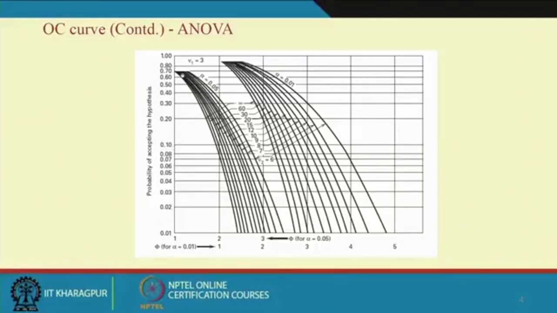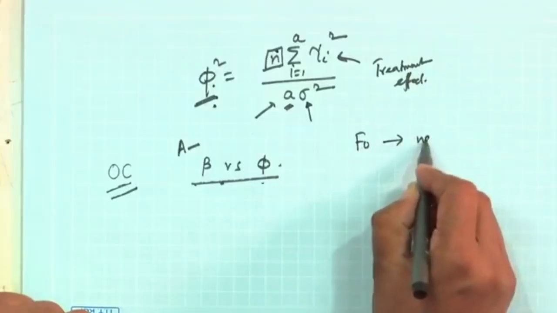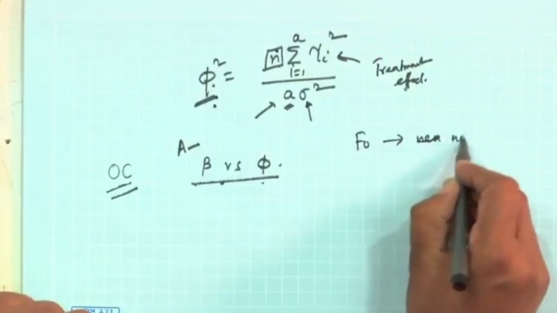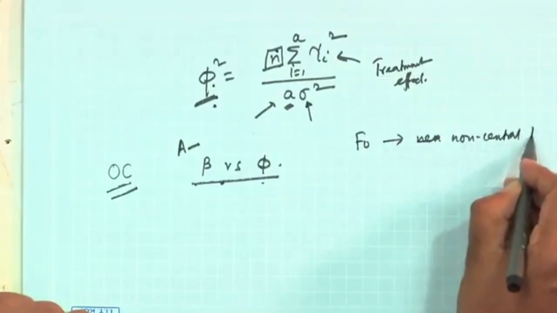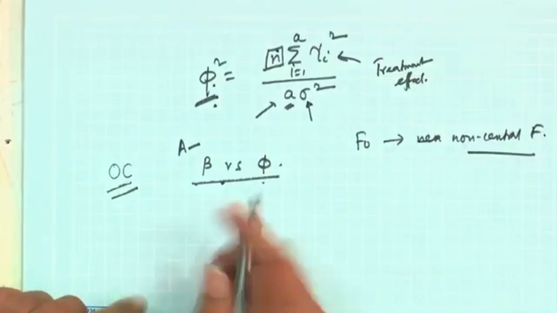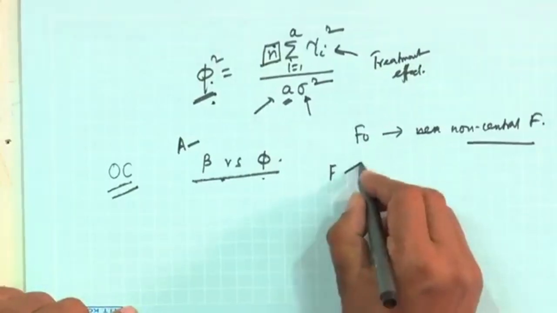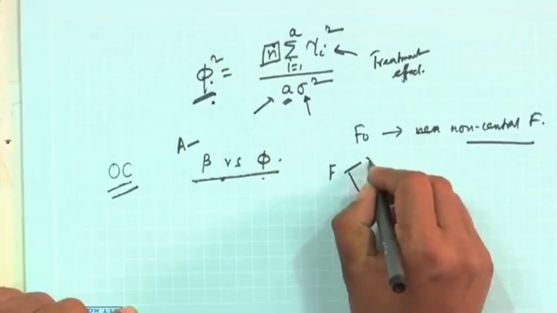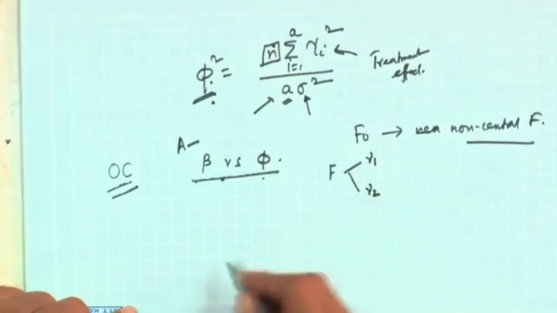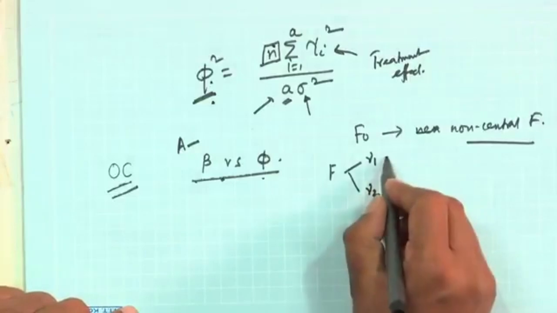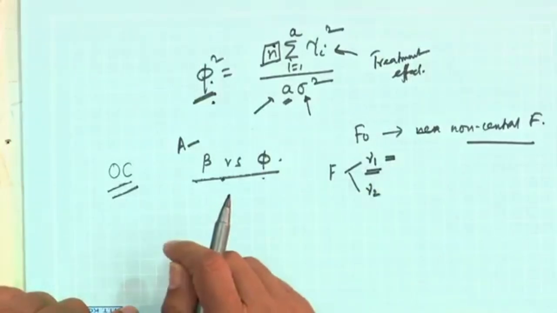Now, what is this nu 1 equal to 3? All of you know, we say that if H 0 is false, then F 0, the test statistic, follows a non-central F. Now, F has a numerator degree of freedom and a denominator degree of freedom. Numerator nu 1, denominator nu 2. Now, this nu 1 is the numerator degrees of freedom.